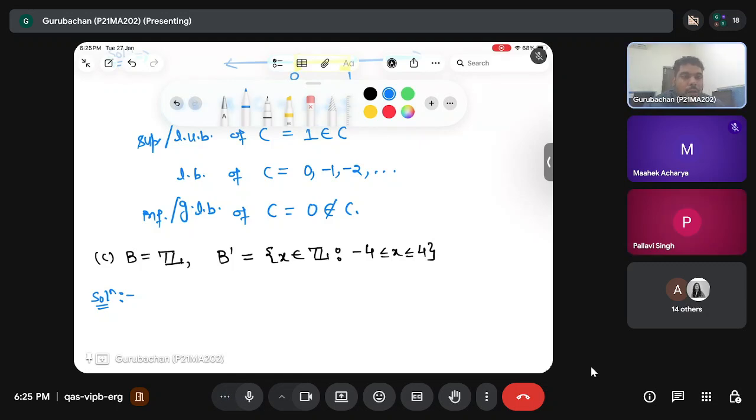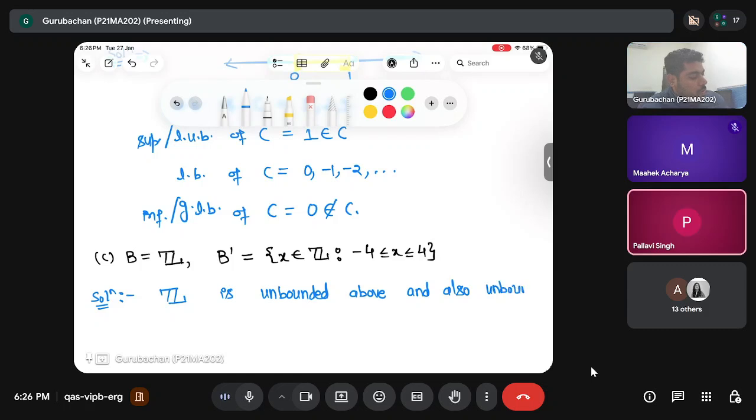See here, bounded by a number means an existing real number. We are not talking about infinity. We are talking about any finite number. So Z in fact has no upper bound and no lower bound. Thus, you can say Z is unbounded above and also unbounded below.